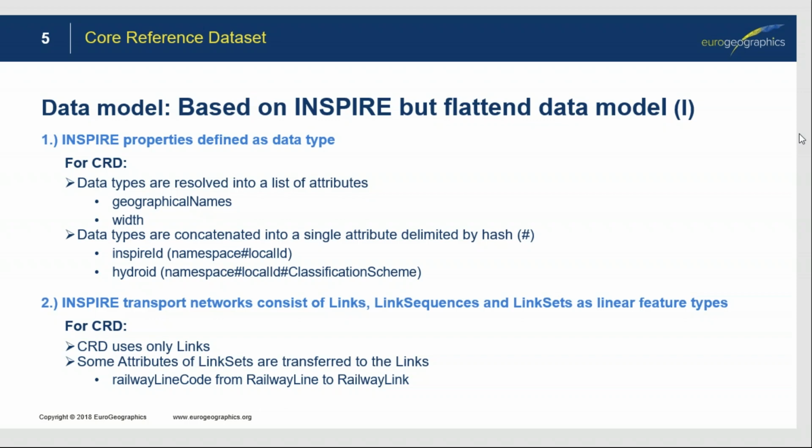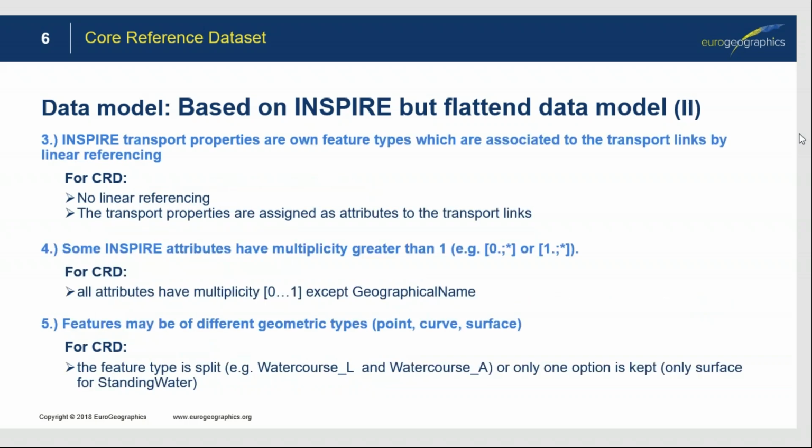The second thing is the complicated transport network with links and link sequence and link set and whatever. For CRD, we just use links, nothing else. And if we need any attributes from the other data types, we just put them as attributes right on the link. In Inspire, linear referencing is possible. We said, well, we don't want to do it for CRD, and we will just put the transport properties directly on the links. Up to now, nobody has delivered any data using linear referencing, so we haven't had to deal with that problem up to now.